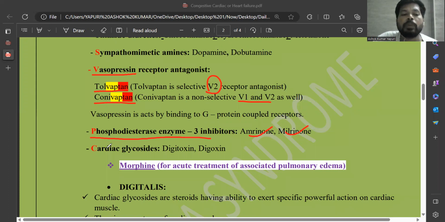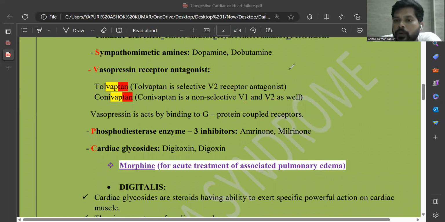And the most commonly used drug is the cardiac glycosides like digoxin. The cardiac glycosides are known as cardiotonics. So this is simply the classification of drugs for the treatment of congestive heart failure.